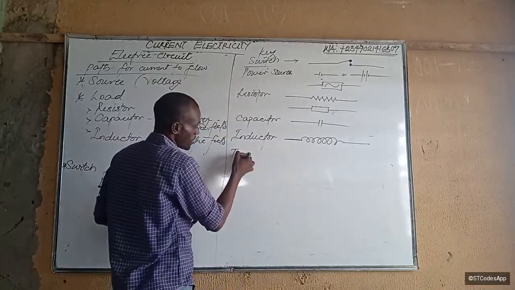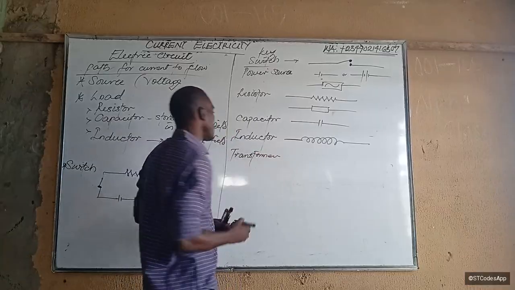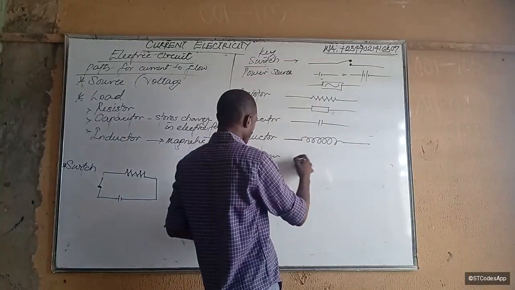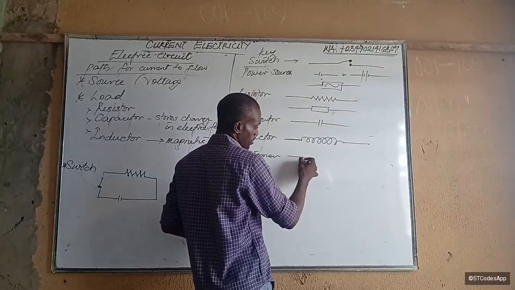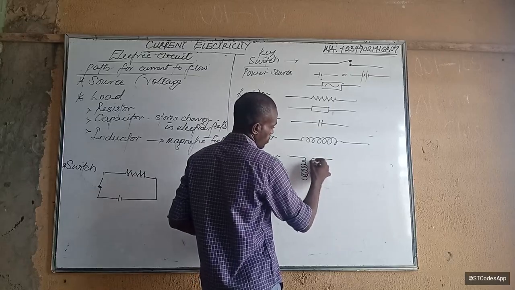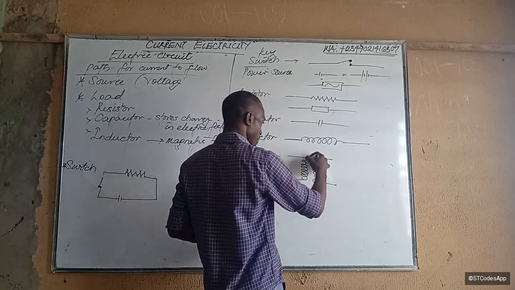There is also a transformer. There's also a component, the transformer. Now this one basically steps up or steps down electric voltage, okay? And that one looks like this. Then there is a plate here.